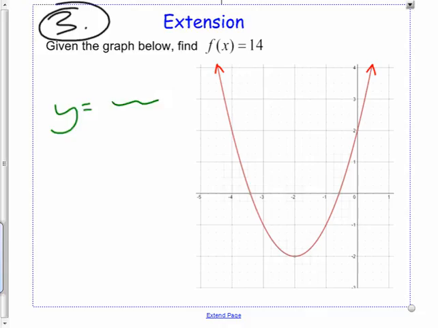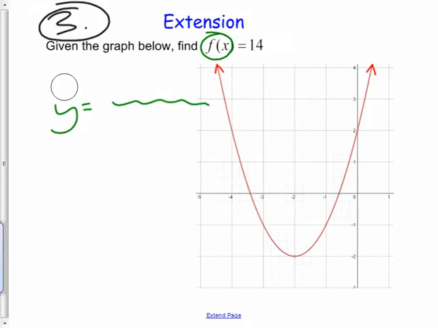y equals blah, blah, blah. And then I'm going to stick in the f of x is y, right? So they're saying y is 14. So I'm going to put a 14 right there when I'm done writing my equation. All right, so let's write the equation.